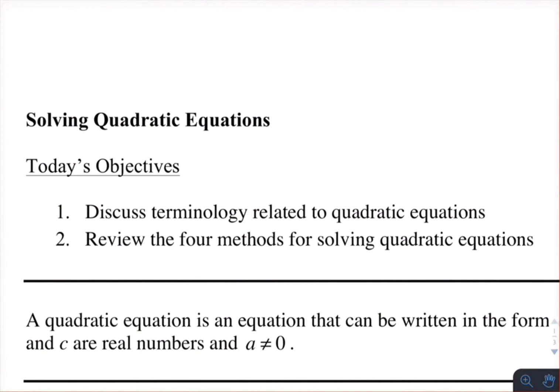Hey there. In this lesson, we will discuss some terminology related to quadratic equations as well as define what a quadratic equation is. And then we'll also review the four methods for solving quadratic equations.